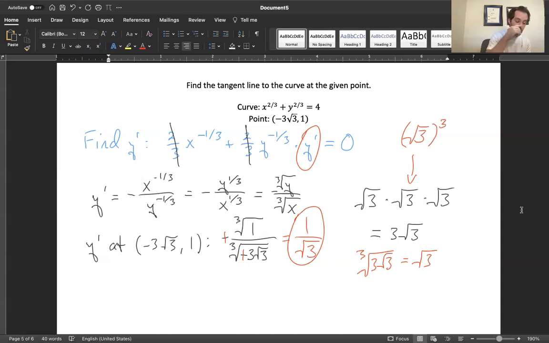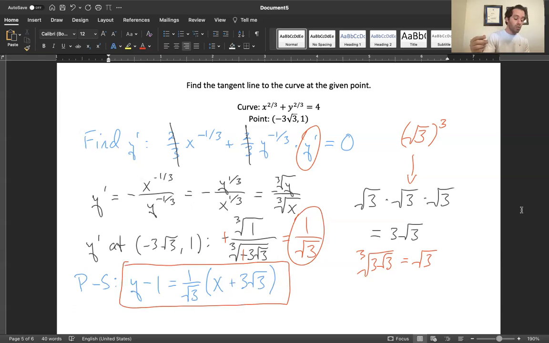And then the point is negative 3 root 3 comma 1. So in point slope form, we've got y minus 1 equals 1 over root 3 times x minus negative 3 root 3. That's plus 3 root 3. And here, staring us right in the face, we've got the tangent line to the curve at the given point.